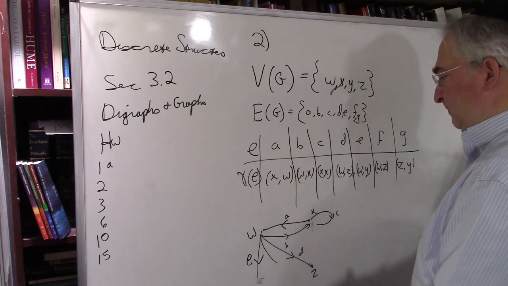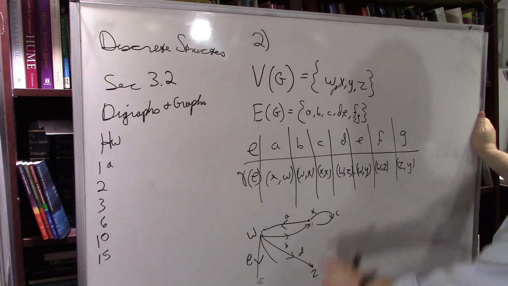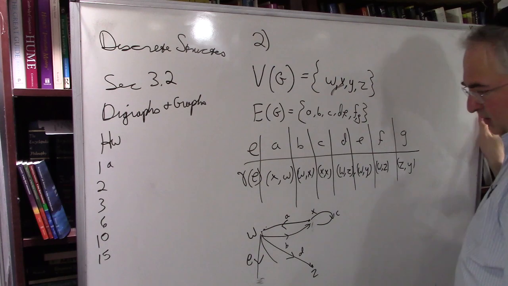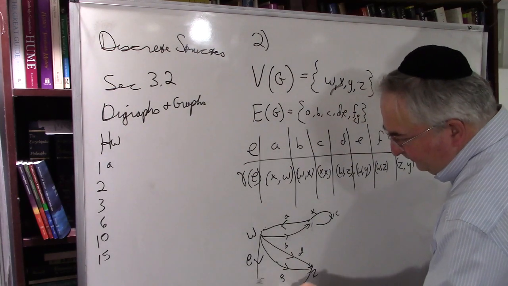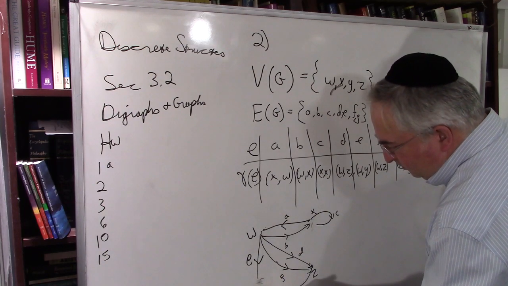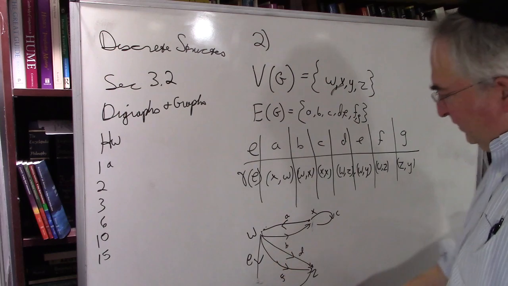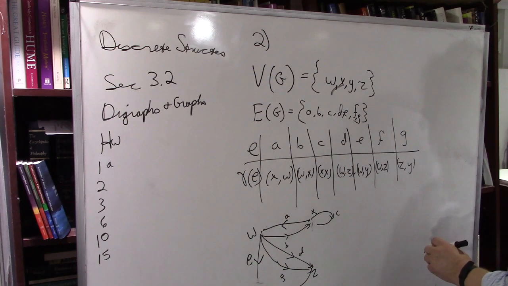Oh, we had a W to Z already. Ah, messed up. No, we didn't have a W to Z. Oh, yeah. D and F go from W to Z. And F also goes from W to Z. Okay, and G goes from Z to Y. And that's it. It doesn't pay to rewrite it. It's not going to get any prettier. You could probably make it into a straight line like this. It's fine the way it is.